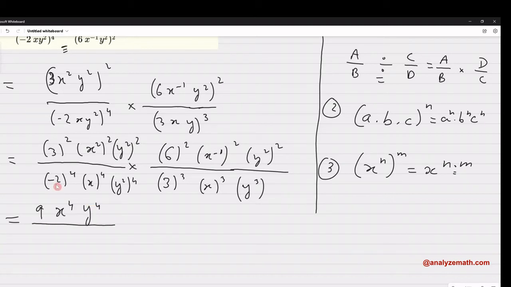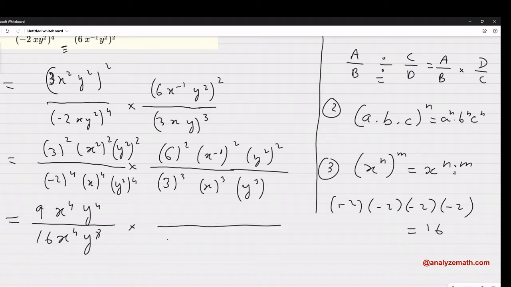Now let's go here. Negative 2 to the power 4 gives me 16. X to the power 4 stays x to the power 4. Y power 2 power 4, this is the rule I'm going to use: 2 times 4 is 8, so y to the power 8. Let's go to the next expression.